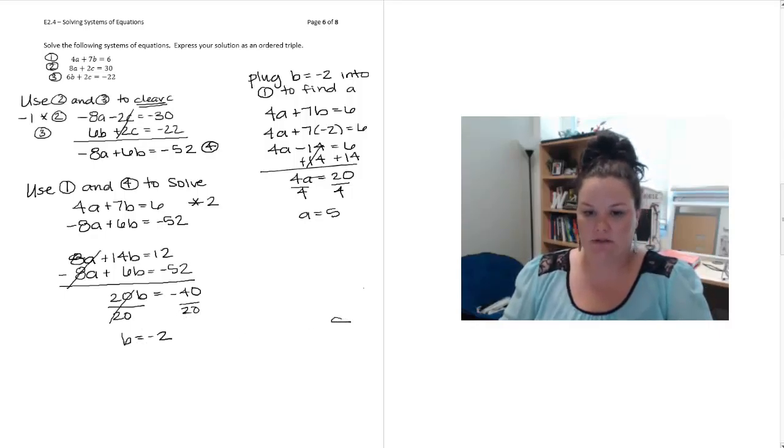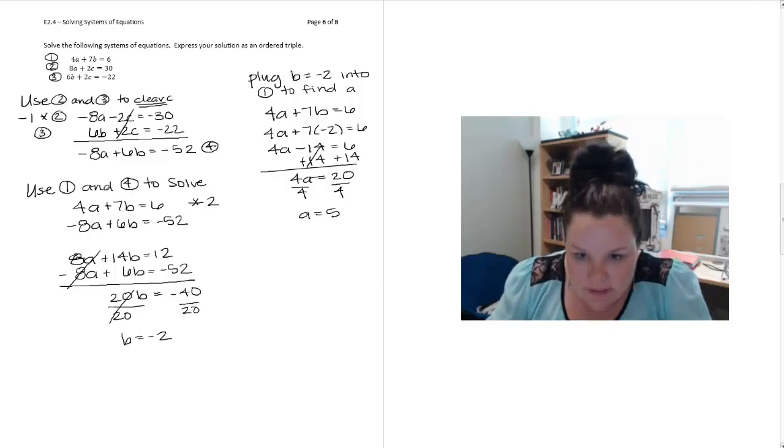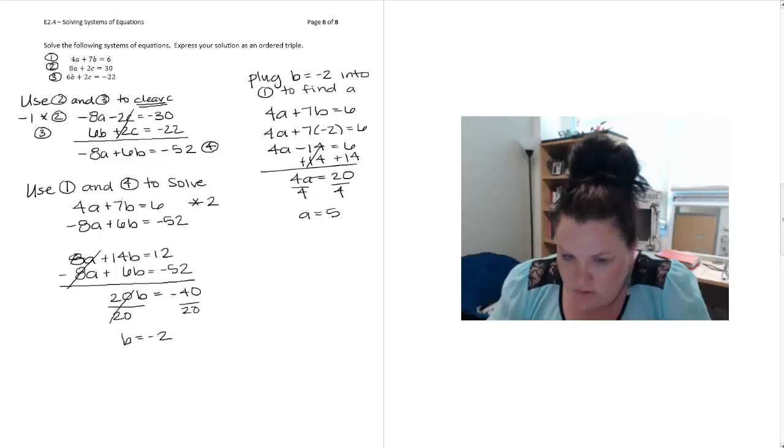Whoops, where's my, there it is. So I'm going to go ahead and stick with b. Oh my gosh, I can't see this little thing. Where did it go?